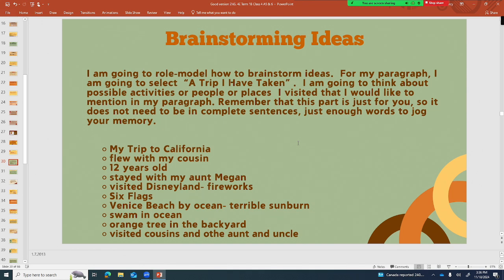So the ideas I wrote down were my trip to California, flew with my cousin, 12 years old, stayed with my Aunt Megan, visited Disneyland, fireworks, Six Flags Park, Venice Beach by the ocean, a terrible sunburn, swam in the ocean, orange tree in the backyard, visited cousins and my other aunt and uncle. Okay, this only makes sense to me, but I don't need to spend my time writing all my sentences here. I'm going to do that shortly. This is just to jog my memory and think about what I want to look at.